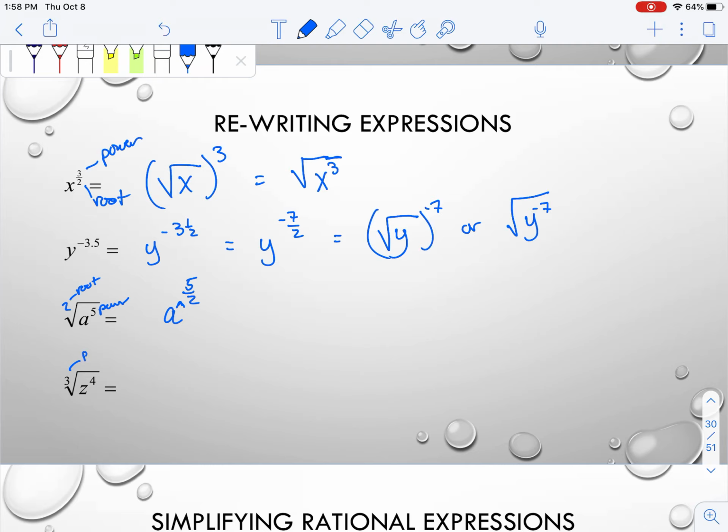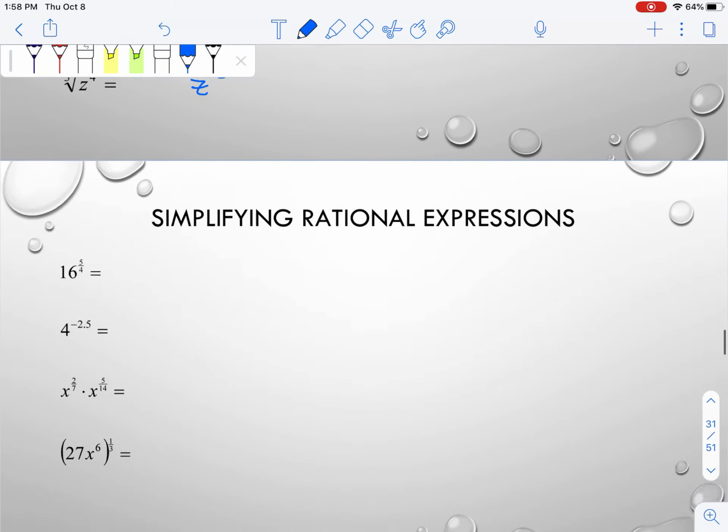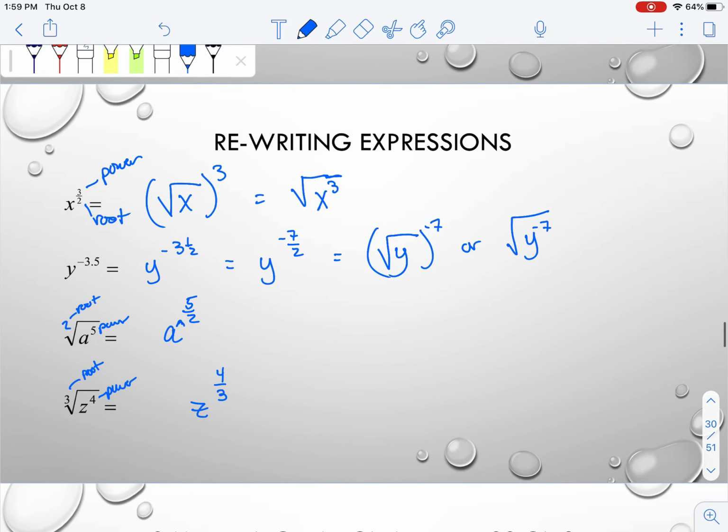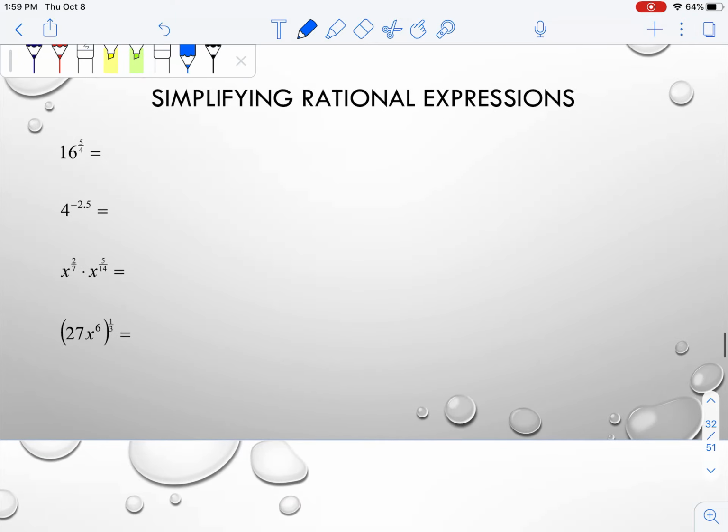Again, the 3 is the root, 4 is the power, and it's power over root. So pretty simple there if we use our flower power trick. Now we're going to throw some numbers at you and see how these simplify, because what's the point of just rewriting from one form to the next if things aren't going to clean up?